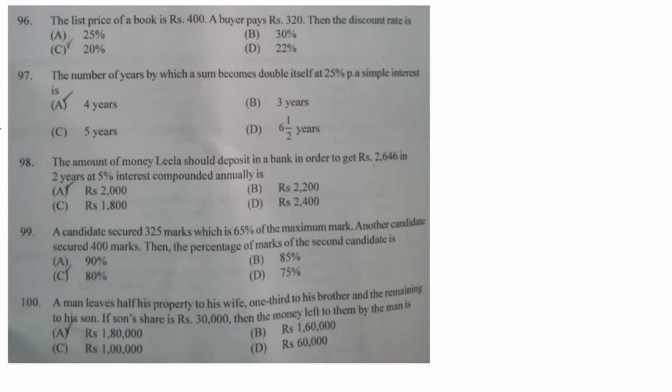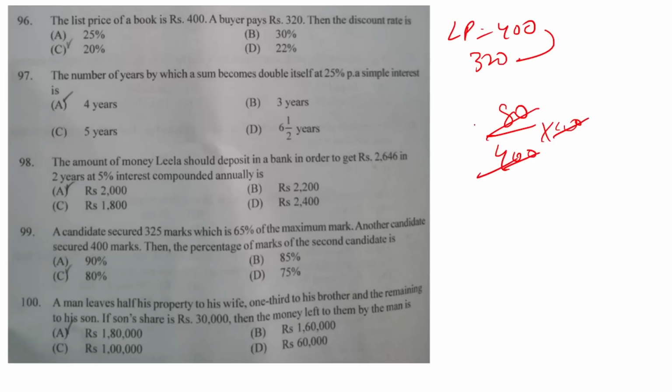Okay, now question number 96: the list price of a book is 400. Then the discount is 80, so the discount is 20%. 20% is the correct answer.